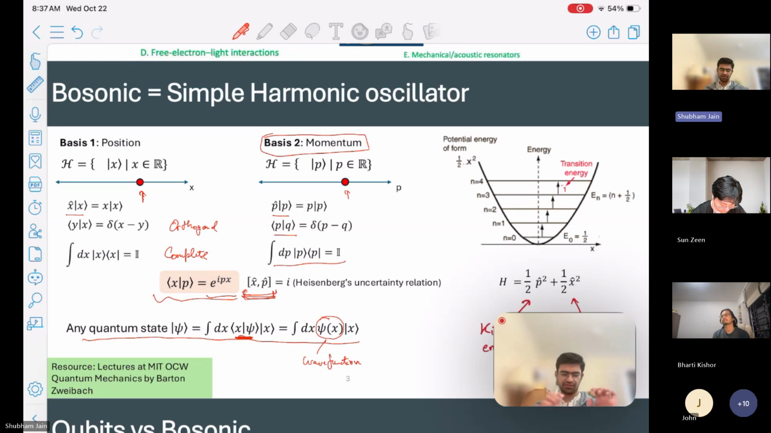So this is just to give a sort of general background of how you can go from a classical harmonic oscillator to a quantum harmonic oscillator, and to give some tools to begin working with these systems.